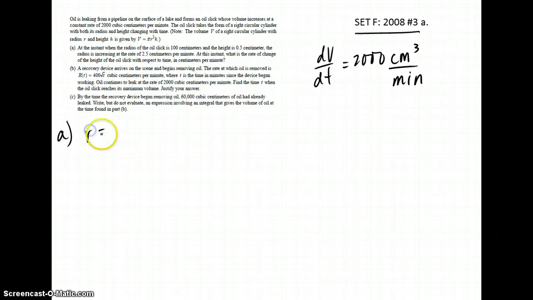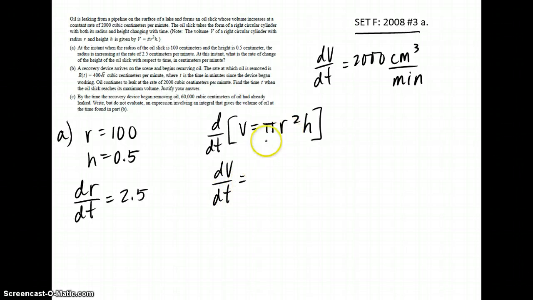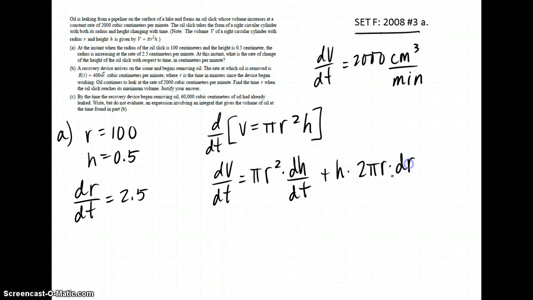So for part A, radius is 100, height is 0.5, and the radius is increasing at that rate. What's the rate of change of the height of the oil slick with respect to time? So we're given our volume formula. This is a related rate problem. We have to derive this function with respect to time. So we need both implicit and product rule here. First times the derivative of the second plus second times the derivative of the first.